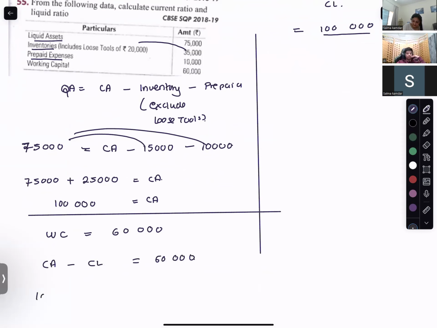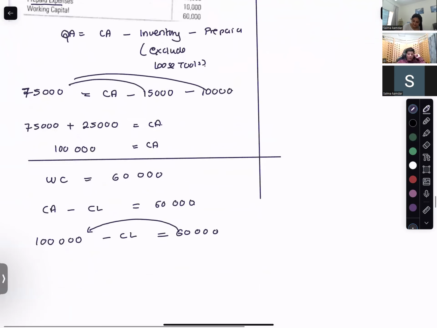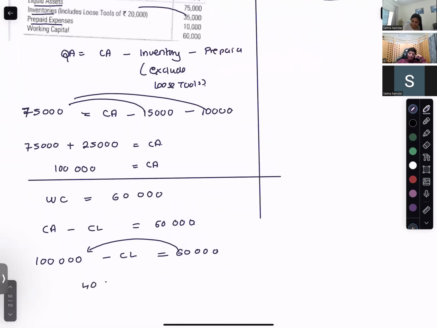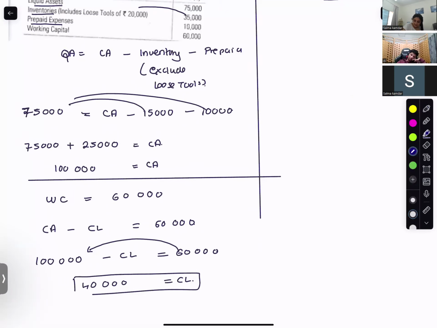Current assets is 100,000 minus current liability is 60,000. So I will get this over here. So 100,000 minus 60,000 is how much? 40,000 is equal to my current liabilities. So I have my current assets and I have my current liabilities.